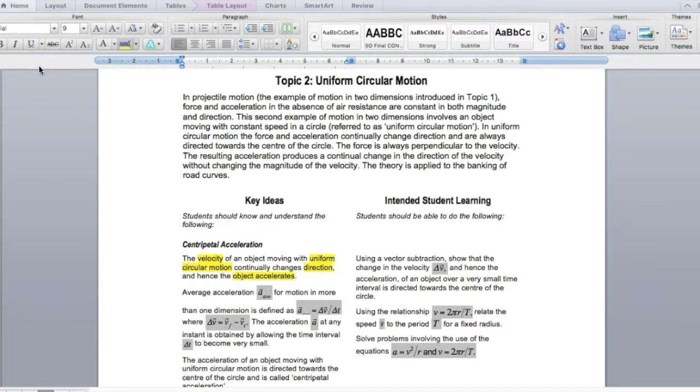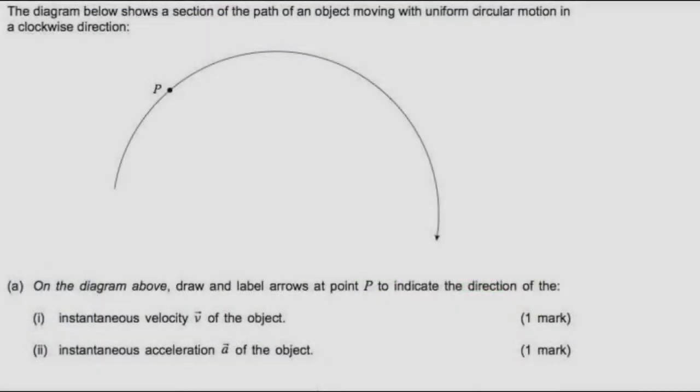There are many questions where we are asked to show the relationship between acceleration and the changing velocity. The most common type of question will ask us to use vector subtraction to show that the direction of the acceleration is towards the centre of the circle. To illustrate the difference between the instantaneous velocity and the instantaneous acceleration or centripetal acceleration, I have chosen this question from the 2011 physics exam.